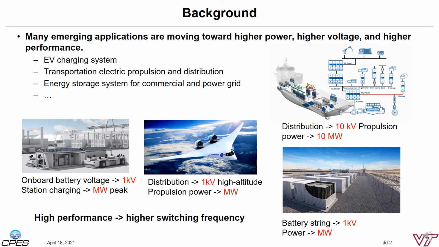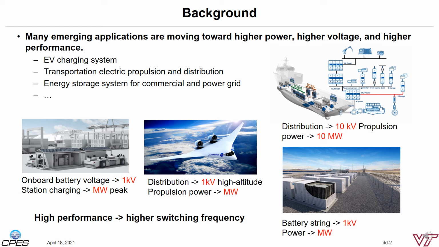The recent trends in many of the emerging applications are moving toward higher power and higher voltages. For example, the traction drive and onboard charging system are moving from 300 volts to 1 kilovolt, and the outboard charging system peak power can reach hundreds of kilowatts to even megawatt level.